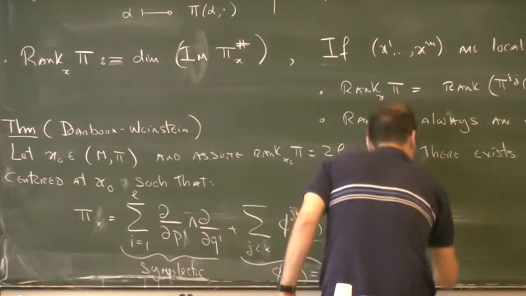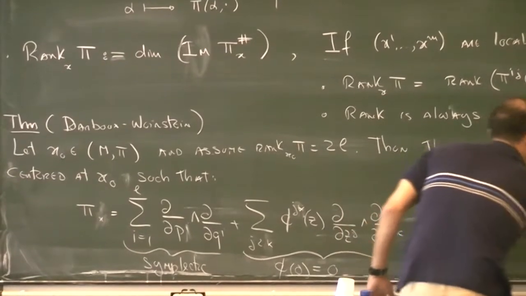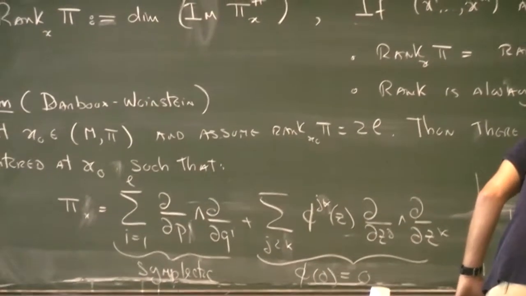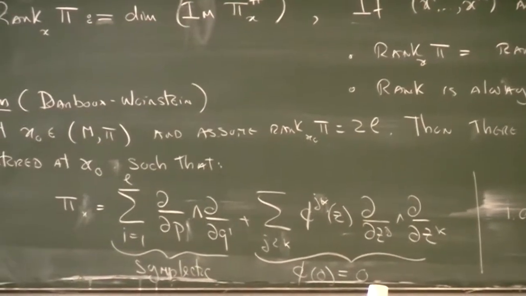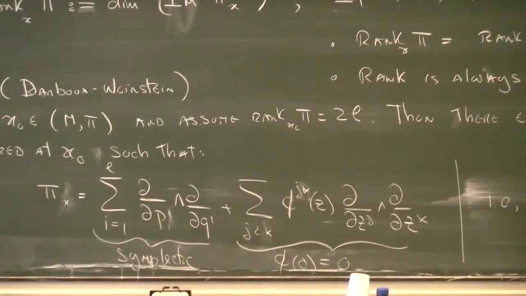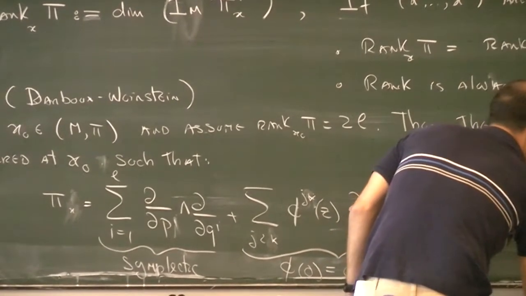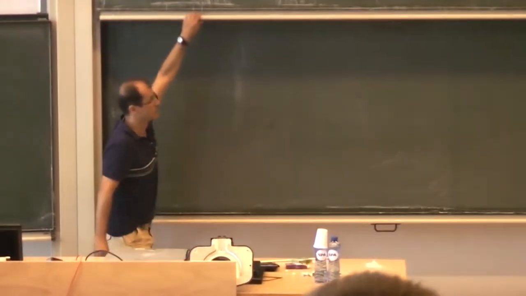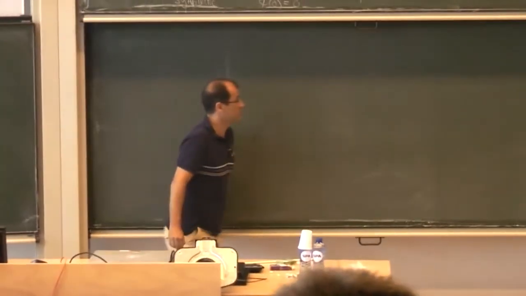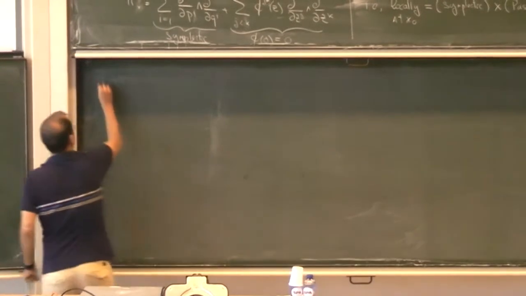Okay, so locally you have symplectic times Poisson vanishing at x0. So locally at x0. Alright? Okay, so this is the first basic thing about Poisson manifolds. So let's discuss this a little bit. So first let's just give a sketch of the proof.